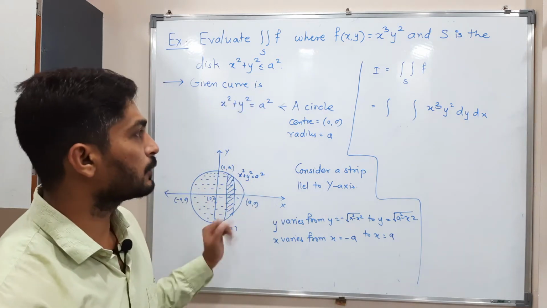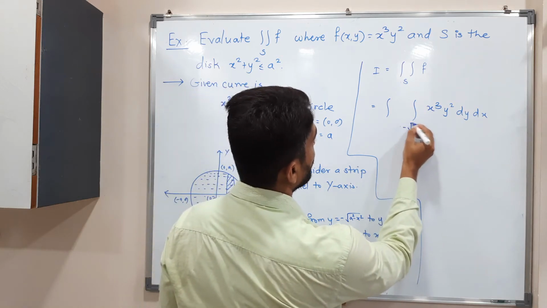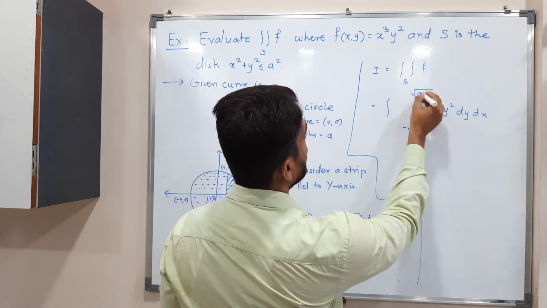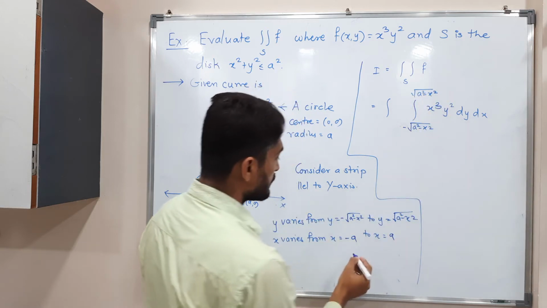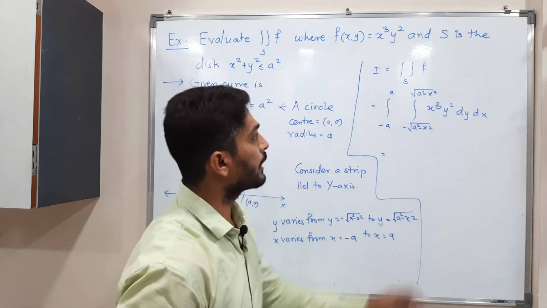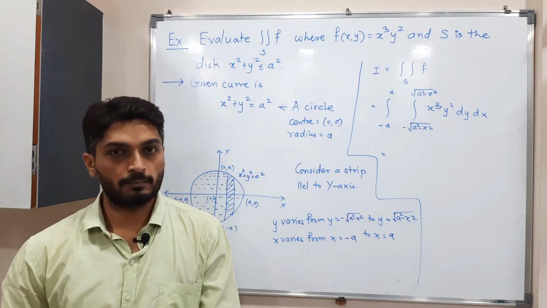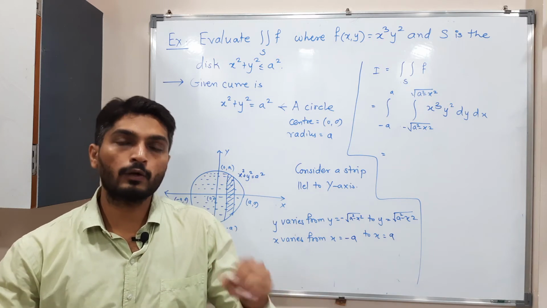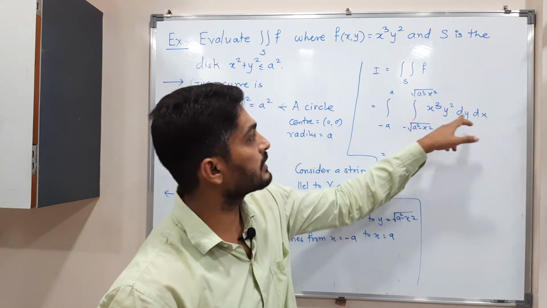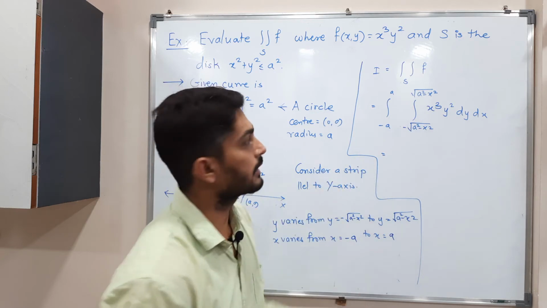Our strip is parallel to the y-axis and y varies from, what are the limits of y? Minus root a square minus x square to plus root a square minus x square. And what are the limits of x? Minus a to a. So we have to integrate with respect to y first. When you integrate with respect to y, all terms of x will be constant. So x cube is constant, since we are integrating with respect to y. So x cube will come outside, getting?